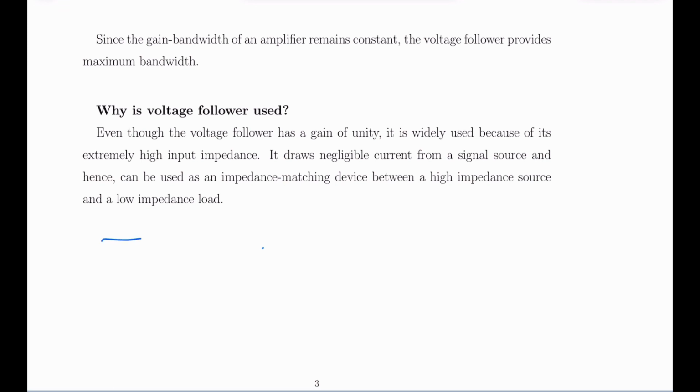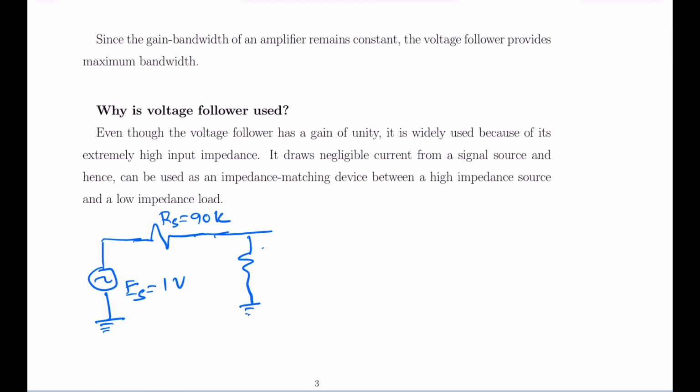मान लीजिए ये हमारा वोल्टेज सोर्स है ES, and let it be of 1 volt. ये सोर्स का रेजिस्टेंस है, source resistance RS, suppose this is 90 kilo ohm. This is the load resistance in the circuit. So this is RL, this is 10K.